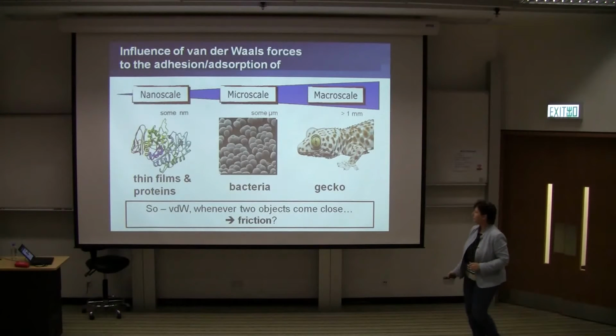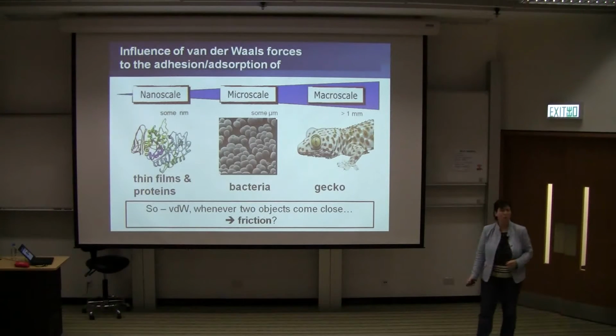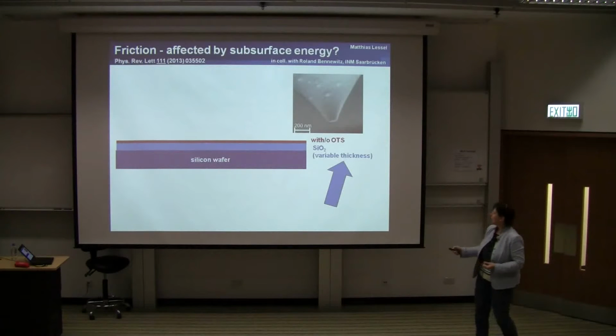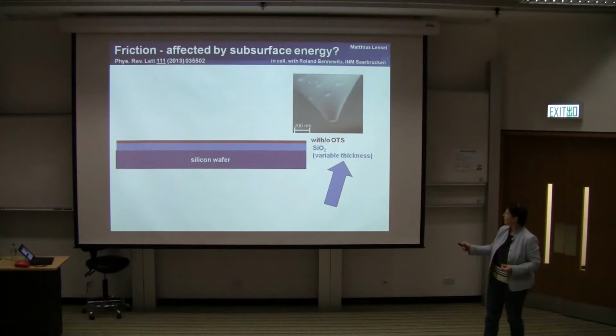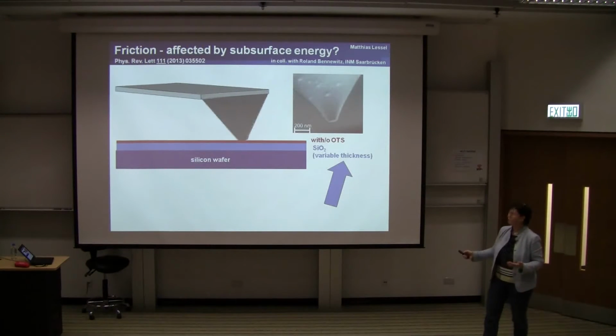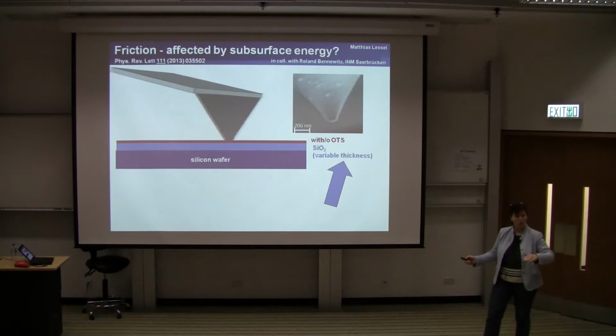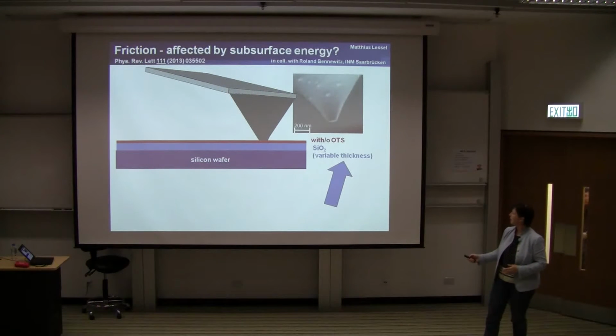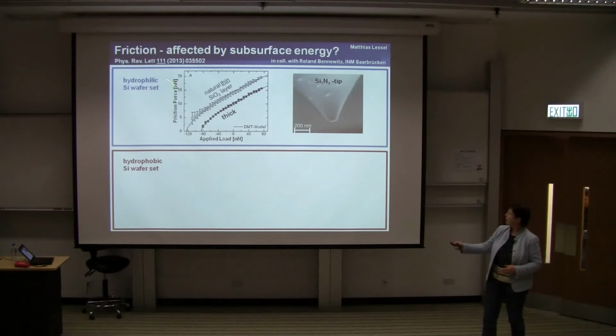So this is for the gecko, and well, whenever two objects come close and are moved against each other, there should also be friction. So how about friction? Here's again one of our wafers with a silicon oxide, variable thickness, with or without a silane SAM. And here's a silicon nitride AFM chip. It's a bit blunted, which gives better results. Now we slide this over the surface and record the torque as a friction, and vary the thickness.